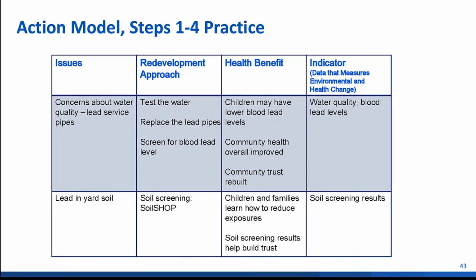In the next row of the action model table, Step 1 is the issue of lead in yard soil. Step 2 suggests soil screening using ATSDR's Soil Shop, soil screening, health outreach, and partnerships. Step 3, the health benefit, is the same as the first issue we described and includes lower blood lead levels in children, improved health overall, and rebuilt community trust. The data needed in Step 4 are the soil analysis or soil screening results.